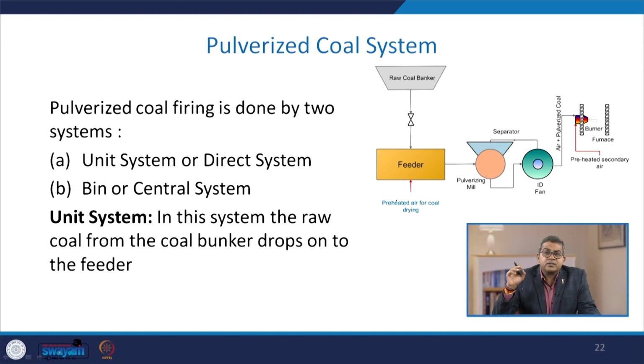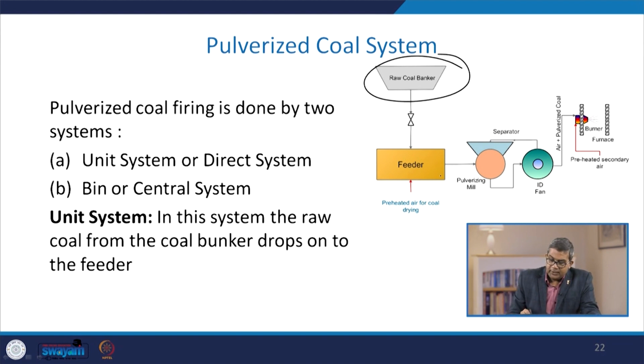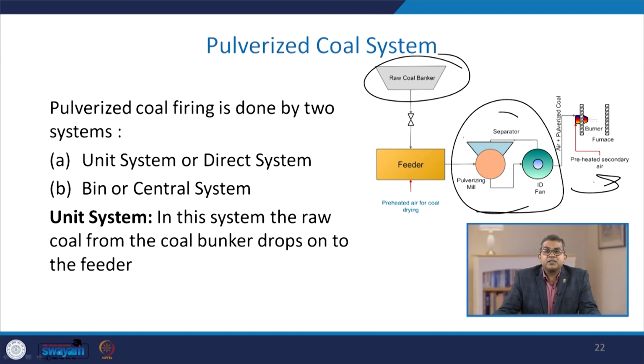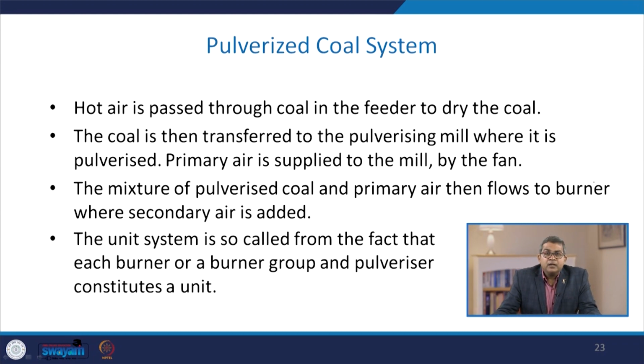Now, in the unit system, the raw coal from the coal bunker drops into the feeder. That is, this is the raw coal bunker, and this is the feeder, and then this is the pulverizing mill, and through this it goes to the desired station. Usually hot air is passed through the coal in the feeder to dry the coal. Sometimes there is some moisture, or because of mining issues, the coal may be wet during use.